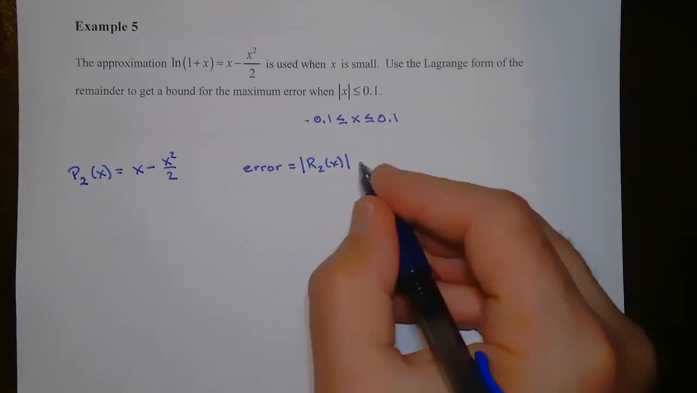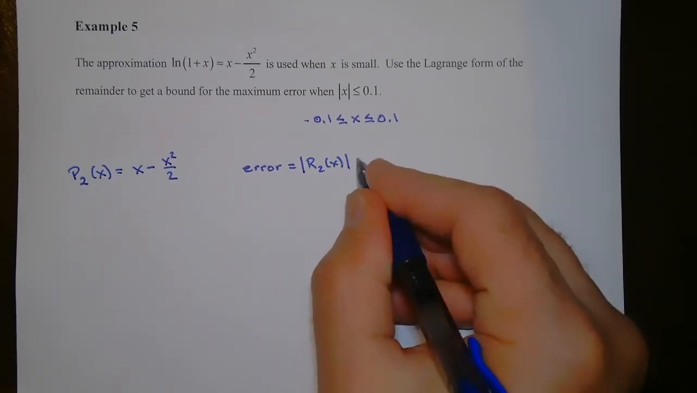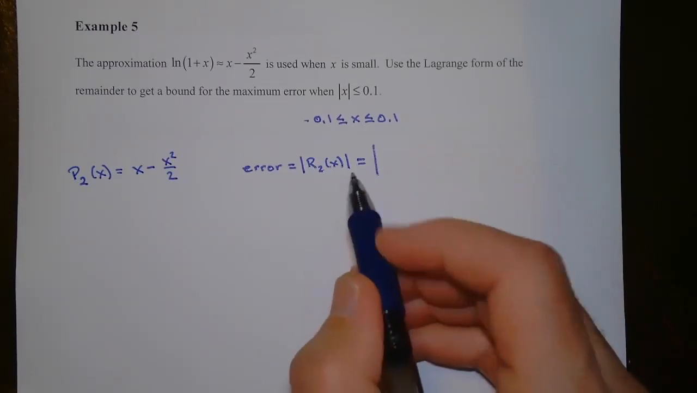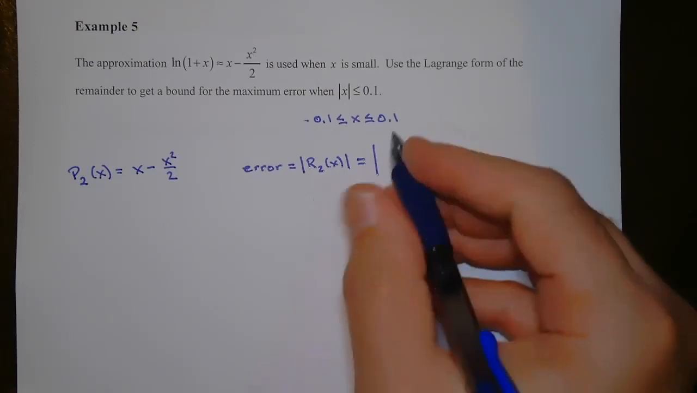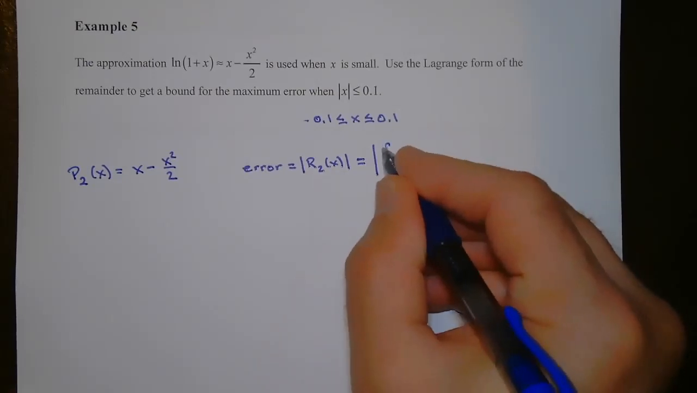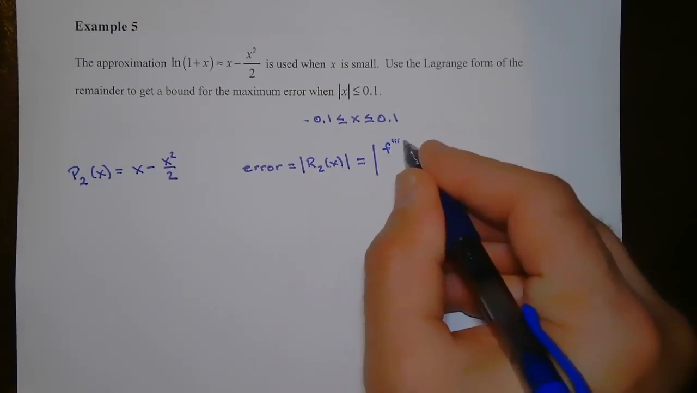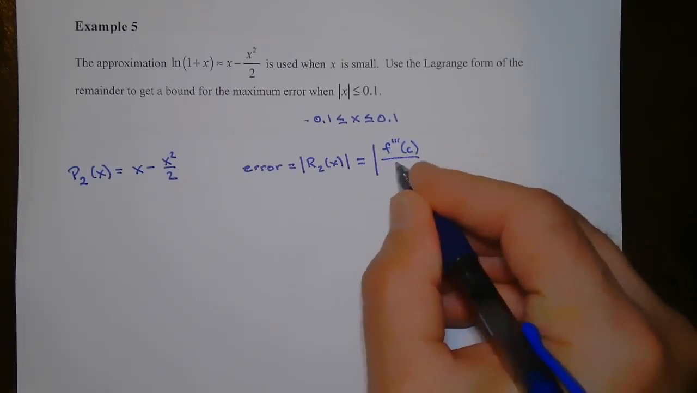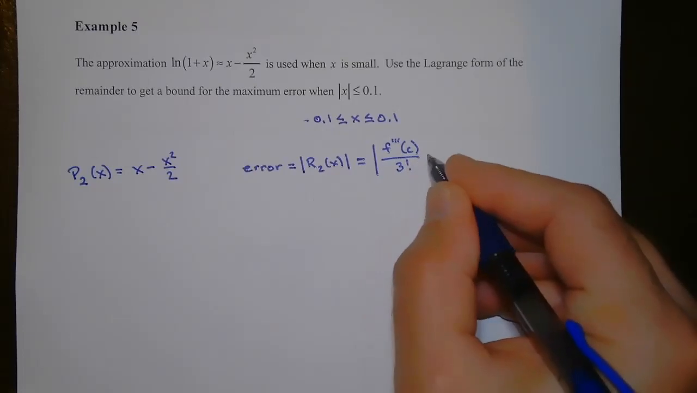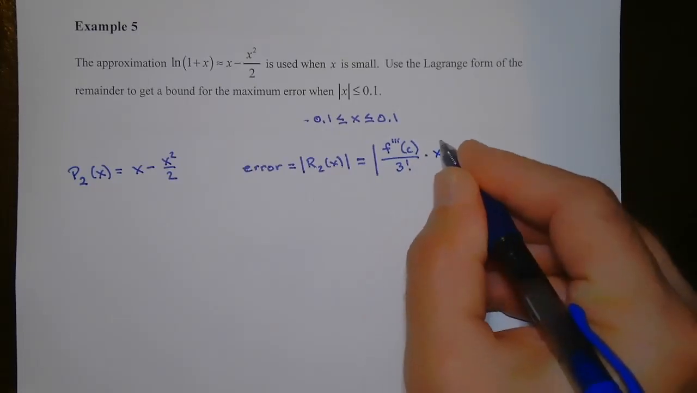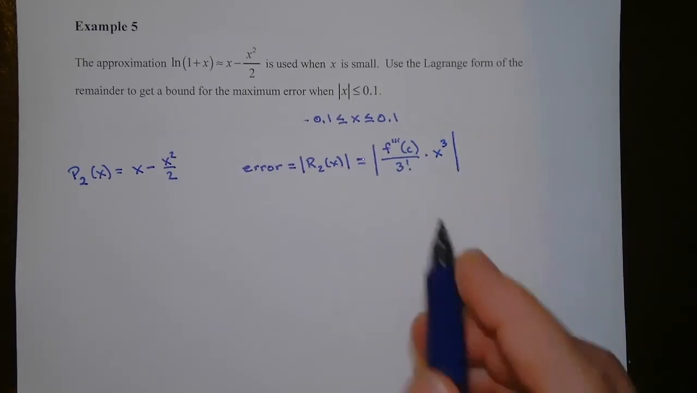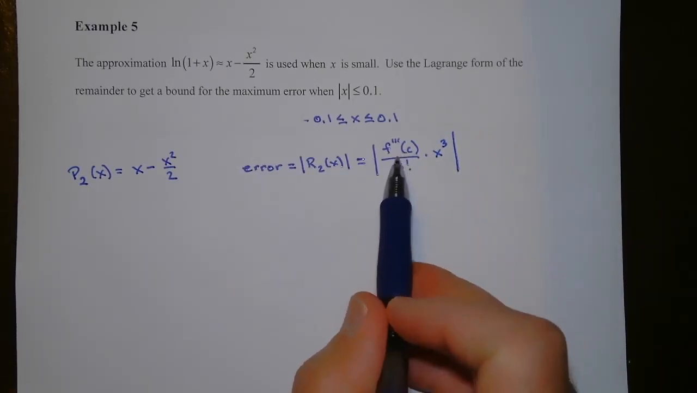All right, and then we know from the Taylor theorem that that's equivalent to the absolute value of the n plus 1 derivative, so that'd be f triple prime at c over 3 factorial times x cubed. Okay, so now we've got to figure out what the third derivative is.